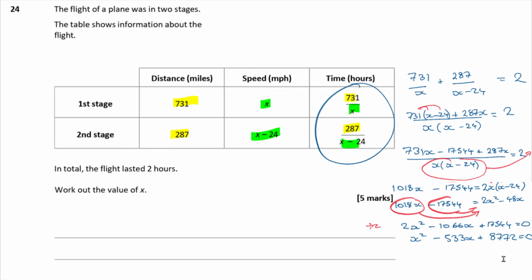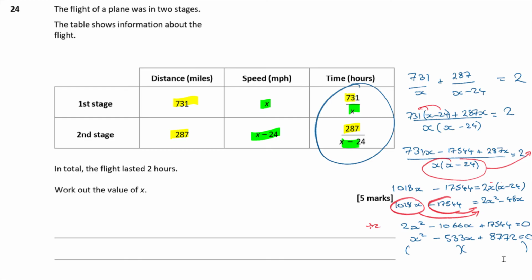And that's equal to 0. Okay? Right, so now ideally I'd like to be able to factorize this, but I've got a very big number there, haven't I? I've got 8772. So to break 8772 down into all its factor pairs, that's going to be a pain. But I really don't want to do the formula because that's even more of a pain. So how can I make this a little bit easier for myself?